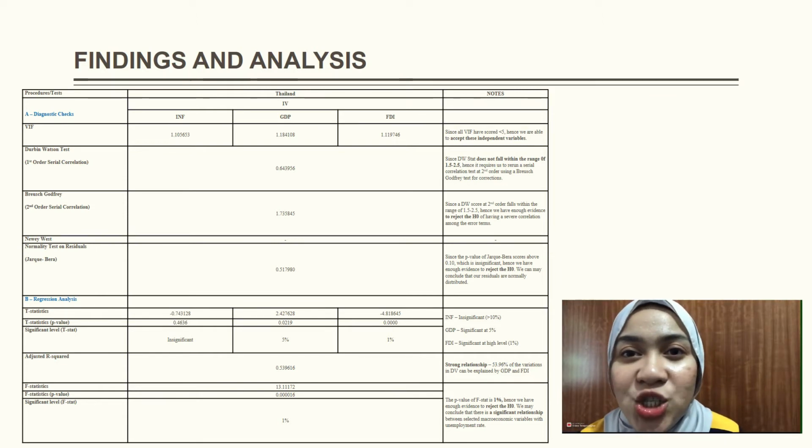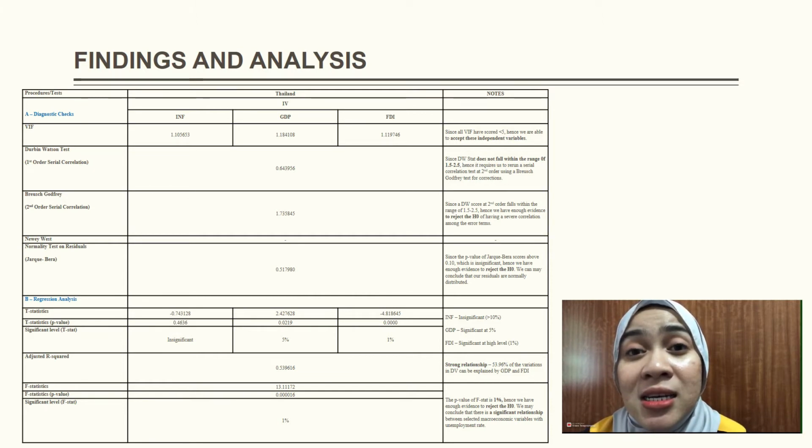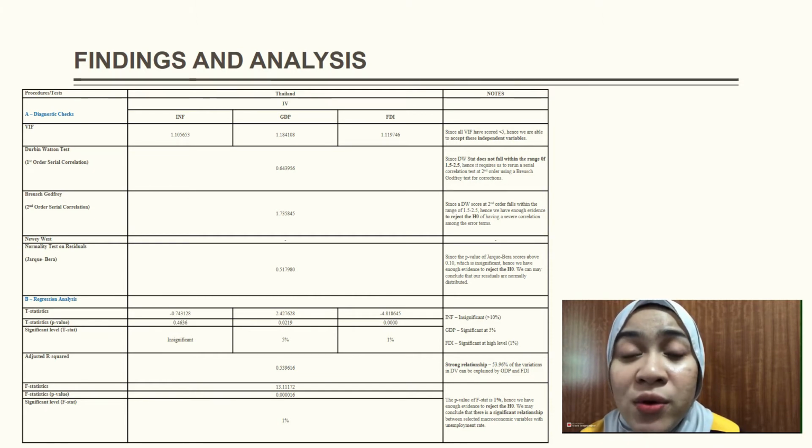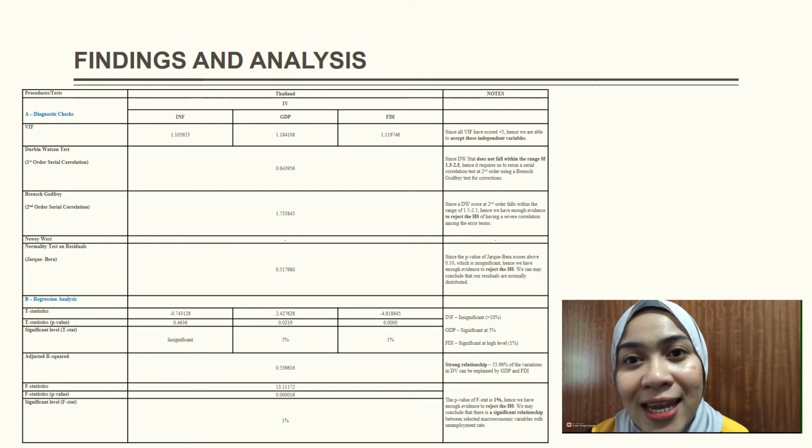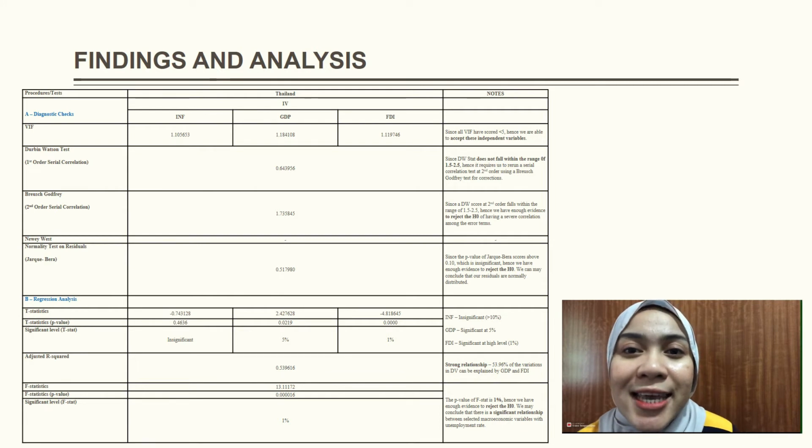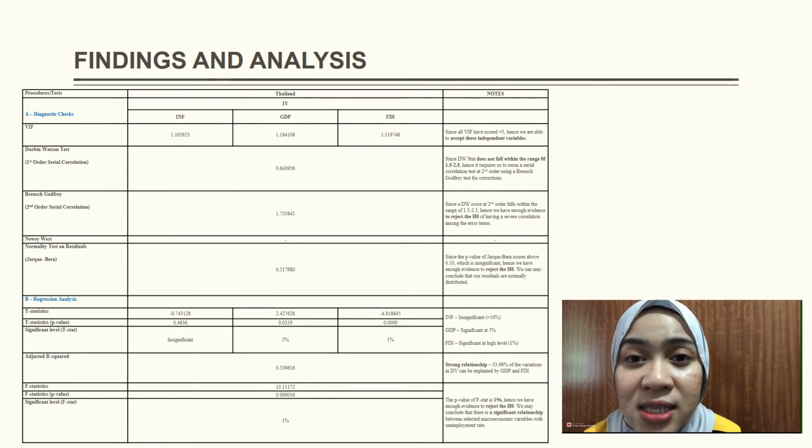The second diagnostic check is Durbin-Watson for the serial correlation test. The rule of thumb is the DW stat has to fall within the range of 1.5 to 2.5. If the DW stat does not fall within the range, serial correlation between the error terms exists. As for Thailand, the DW stat did not fall within the range of 1.5 to 2.5, with 0.64 as shown in the figure. This indicates that the serial correlation between the error terms exists.